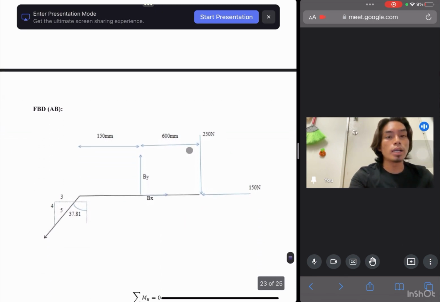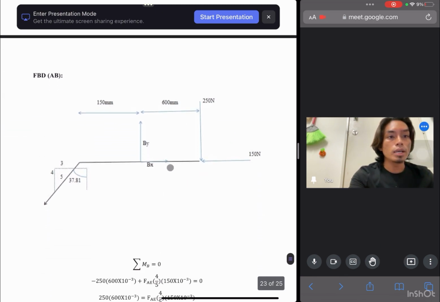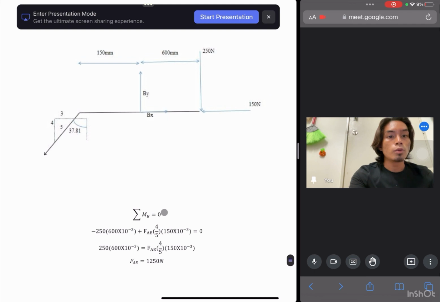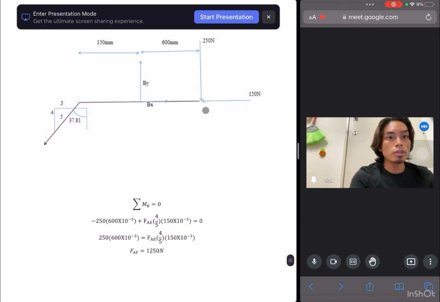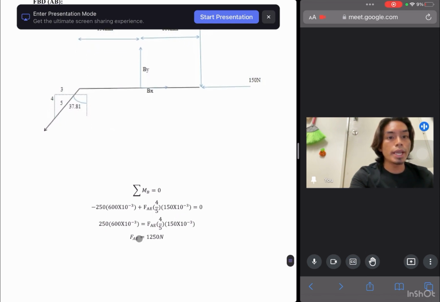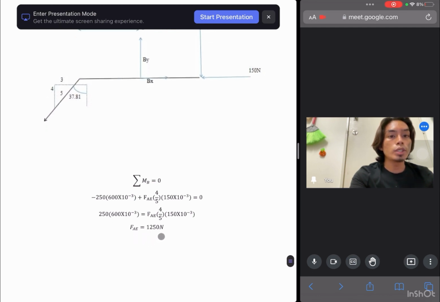So for the FBD of AB, we must find the moment at B first, equal to 0. So negative 250 times 600 plus FAE 4/5 times 150. So we can get the FAE answer is equal to 1250 Newton.